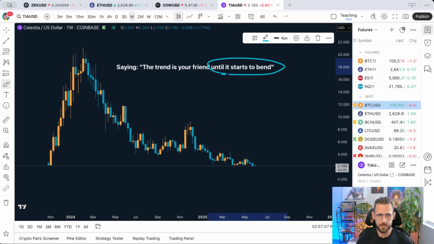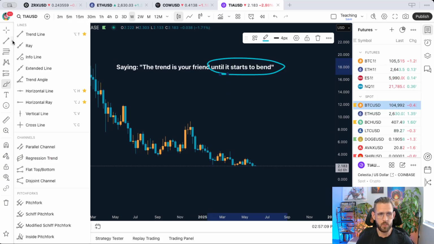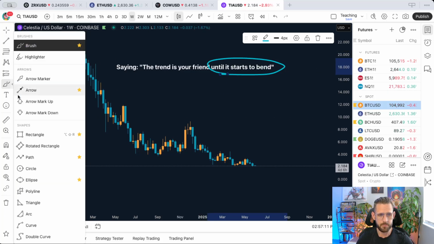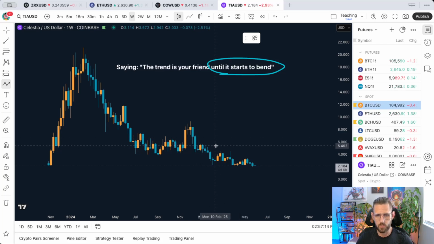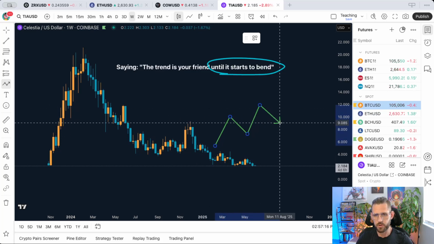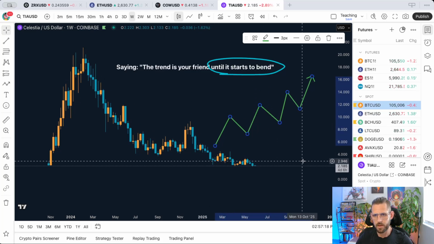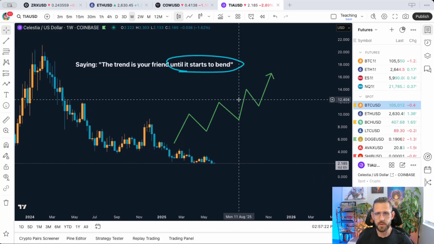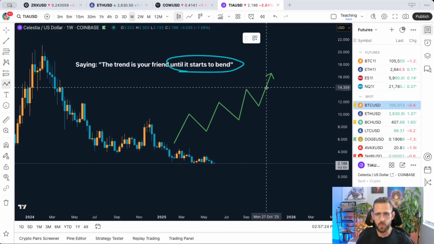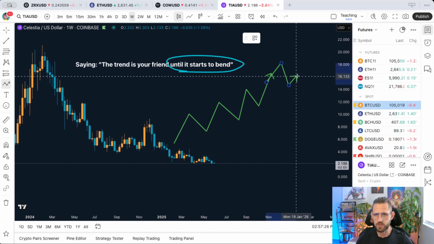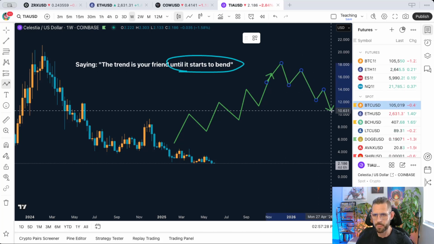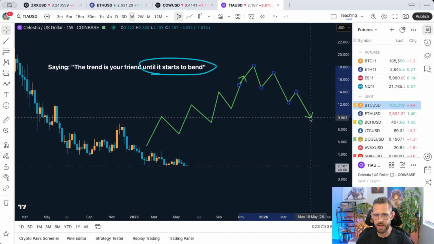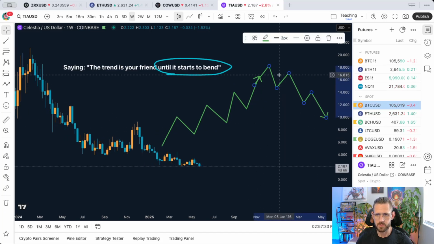Until it starts to bend, right? And if you remember when we created our little trend here, we drew one where it was an uptrend. There's our uptrend. This trend would be our friend, but what happens if this trend starts to roll over and starts to come down? Let's make this red.